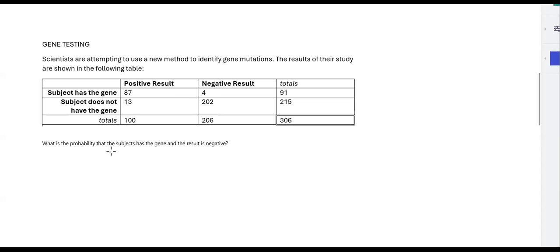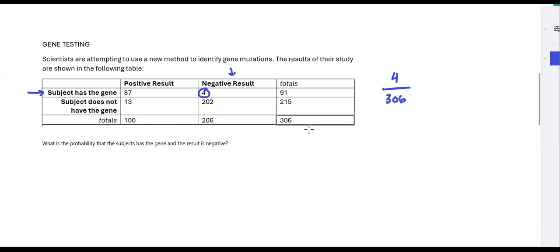So what is the probability that the subject has the gene and the result is negative? They have to be in this row because they have to have the gene, but they have to be in this column because it has to be a negative result. And there are only 4 people that met that criteria because it has to be both. These 87 people here had a positive result, so that would not meet the criteria. So it's really only those 4 people out of the 306 total.